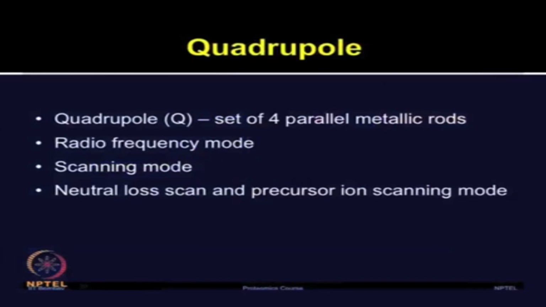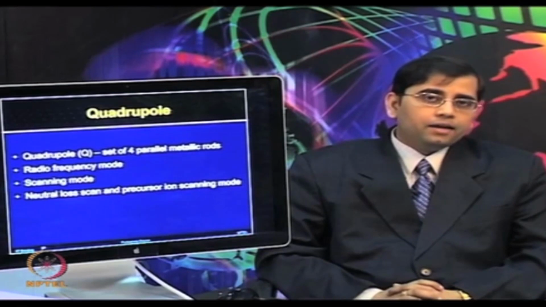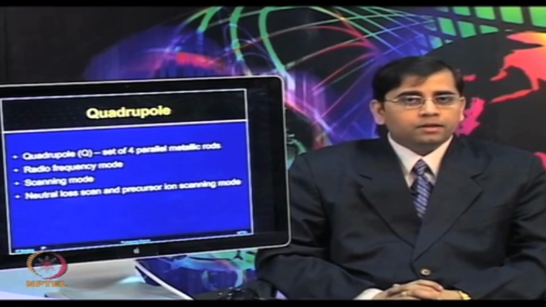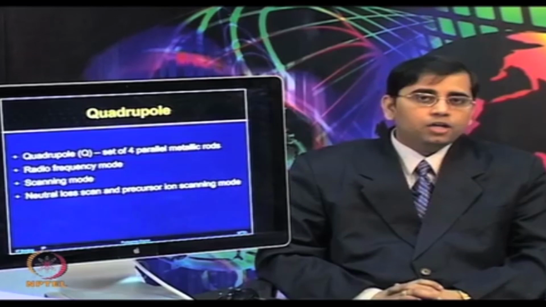As we talked about, the quadrupole is a set of 4 parallel metallic rods, with opposite pairs electrically connected. There are different modes one can use for this analysis: RF or radio frequency mode, which allows ions of any m by z ratio to pass through; and scanning mode, where ions of selected mass to charge can be allowed to the detector. With the potential difference applied, the instrument can be used as a mass filter. The neutral loss scan and precursor ion scanning methods are used for phosphorylation studies to distinguish phosphorylated and non-phosphorylated peptides.